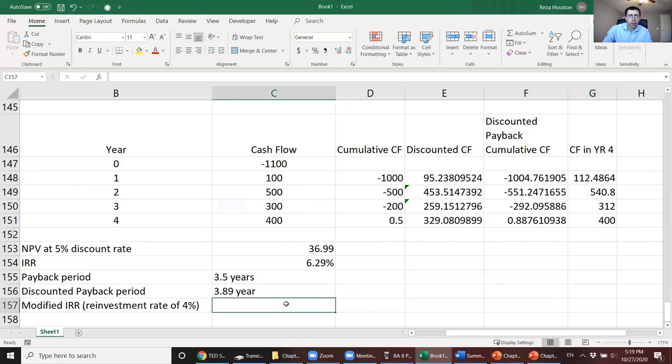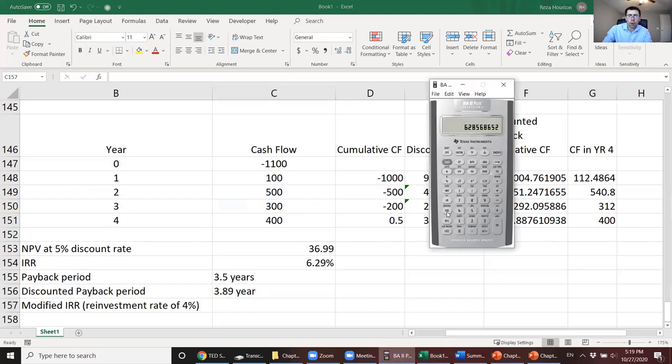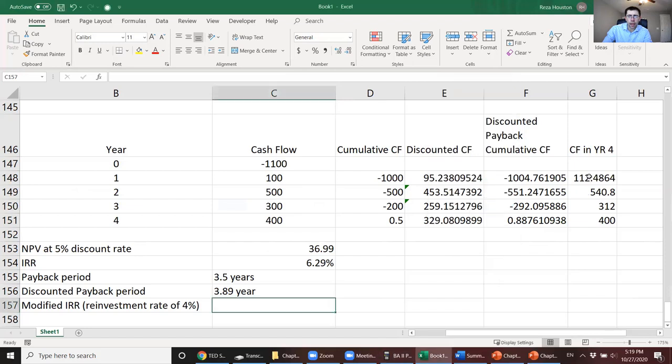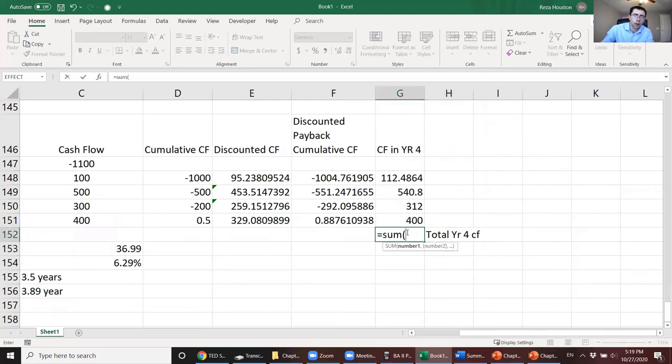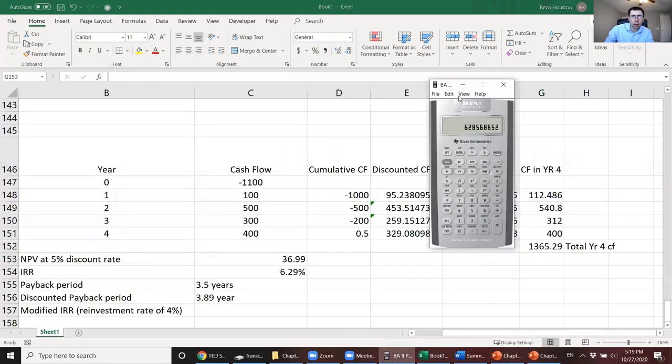All right, so the way we use the modified IRR is by using our time value of money buttons. We have these cash flows in this year. And what this really says is that, zoom out here. Our total cash flow, if it was reinvested at a 4% rate, and all withdrawn in year 4 would be $1,365.29. And so what we can do is we can use the BA2 calculator.